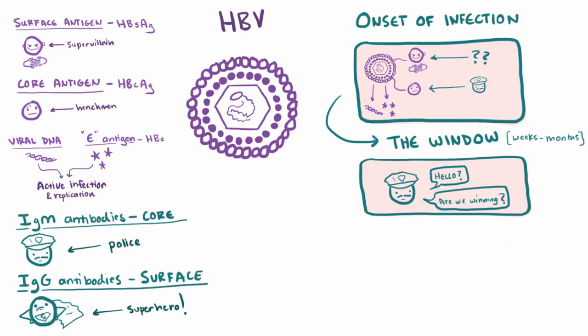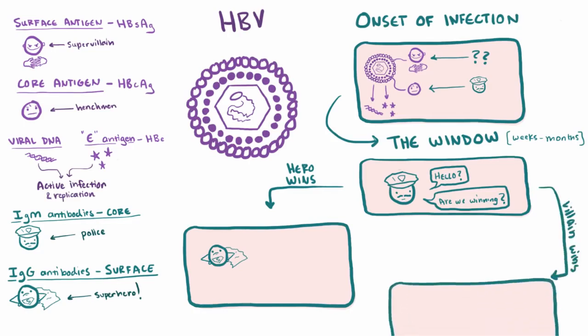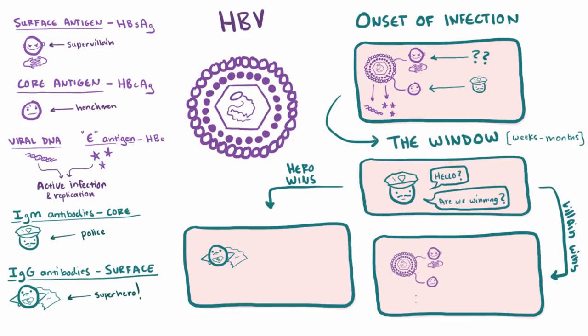At this point, two things can happen. If the superhero comes out, the IgG antibodies to the surface antigen, then we're golden. And this means the day is saved and we win. The other possibility is that the supervillain wins, and surface antigens are still again detected. There may also be a presence of HBV DNA and E antigen because now it's replicating and the factory's up and running again. The main point, though, is that there will not be any IgG for surface antigens, our superhero. Regardless of who wins, the IgM antibodies, the police force, will be promoted to IgG by about 6 months' time.